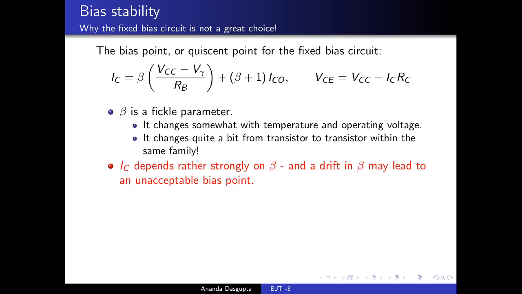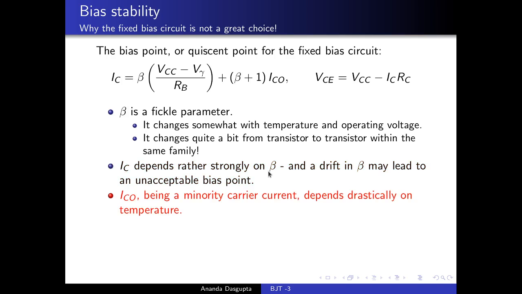Even more than this variation of the circuit bias point with beta, the larger problem would be the fact that the bias points here depend strongly on ICO. Why is that the issue? Remember, ICO being a minority carrier current depends drastically on temperature. So take a note of what happens with temperature.